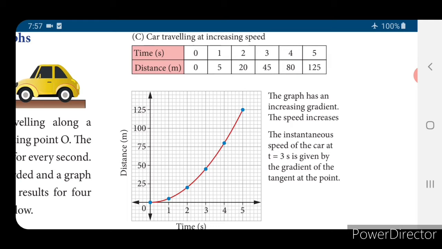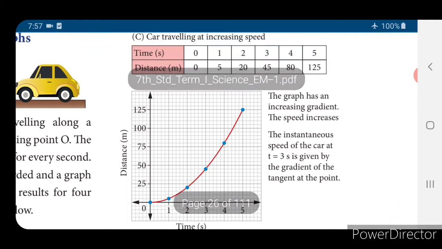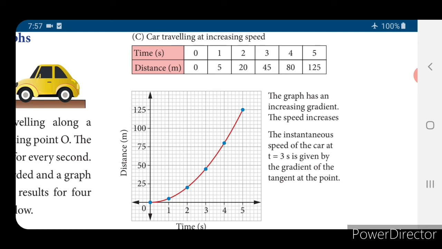So the speed increases. The instantaneous speed of the car at time t, that is 3 seconds, is given by the gradient of the tangent at that point. That means at 3 seconds, you have marked 45. There it has started increasing. Initially it started from the 0 point and it is increasing. If you draw a straight line touching the curve at that point, at 3 seconds, we call it the gradient of the tangent at that point.